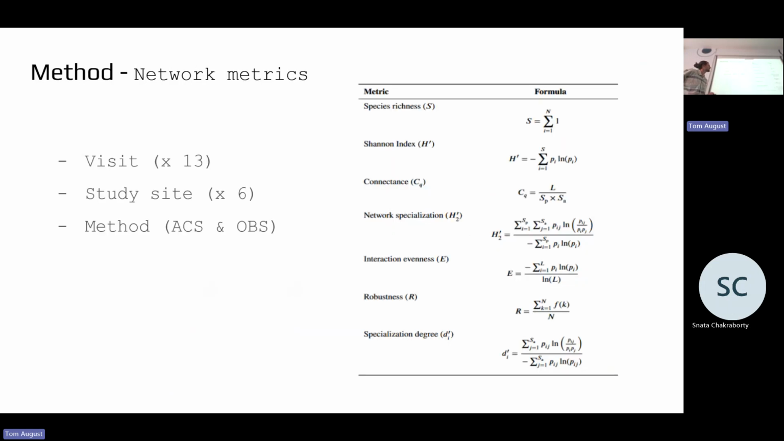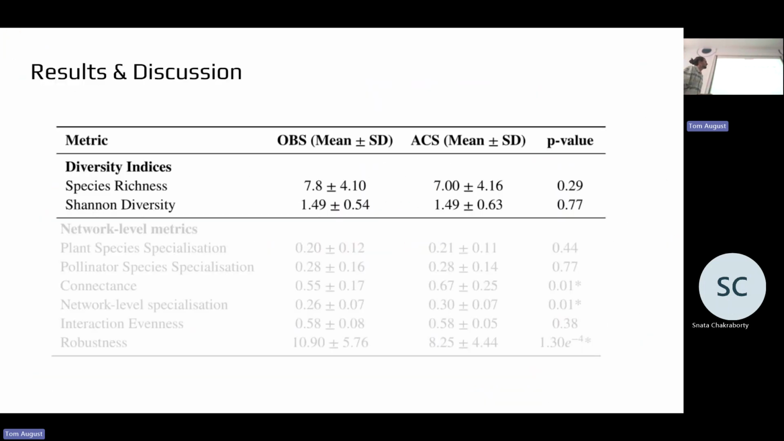We had 12 cameras. I'm not going into the details of the formulas that we use with the networks, but the statistical comparison was done with the 13 visits, the 6 study sites, and the 2 methods.